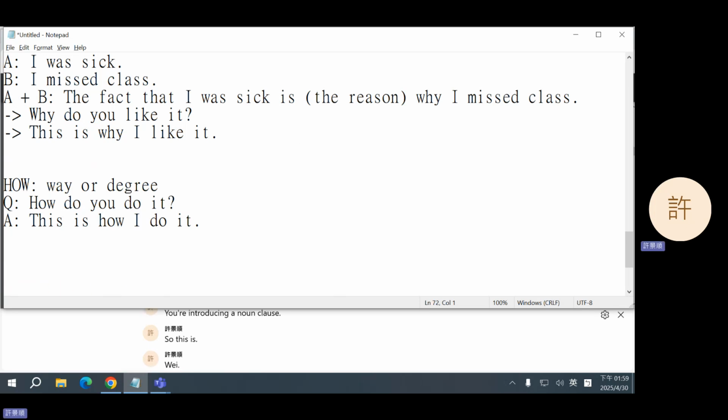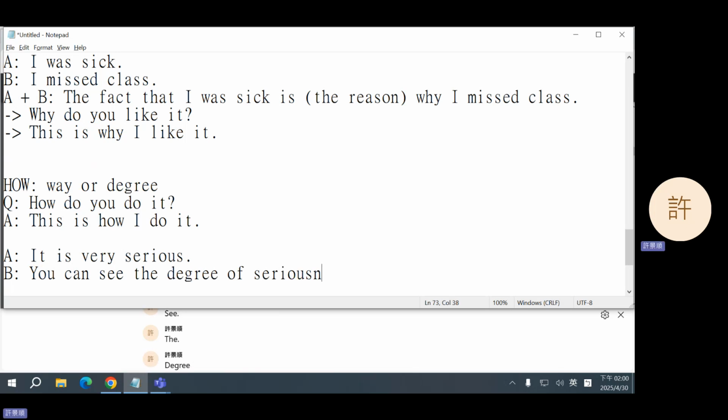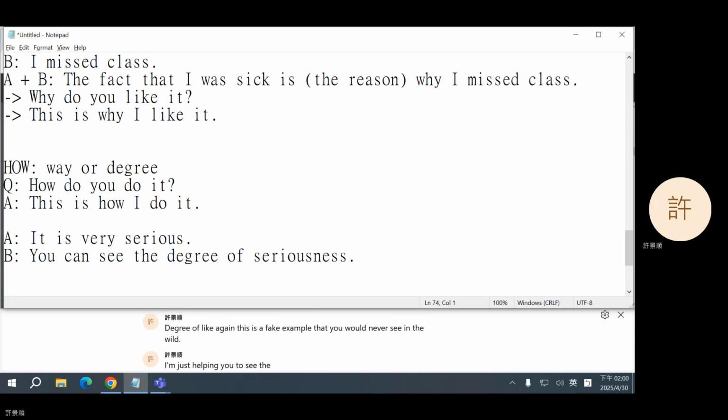Degree. So for example, A is it is very serious. And B is like you can see the degree of, like, again, this is a fake example that you would never see in the wild. I'm just helping you to see the logic.